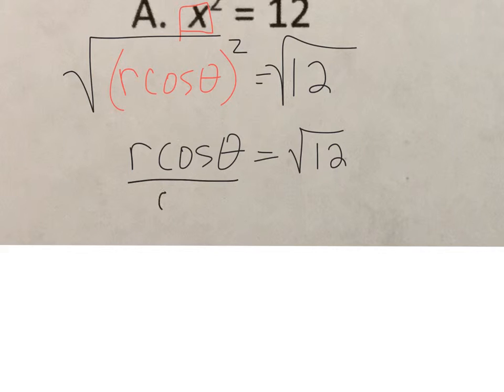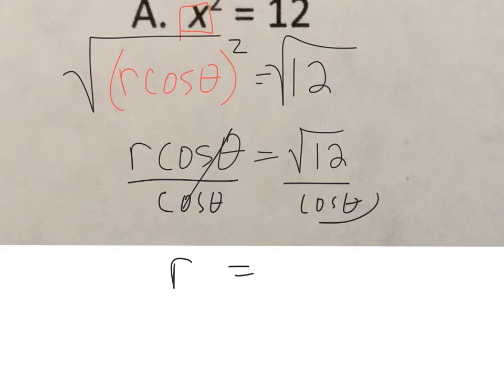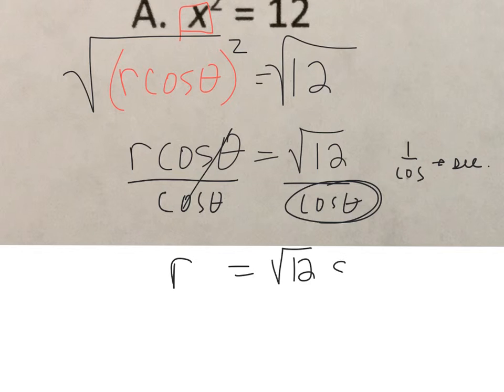So now we're going to divide both sides by cosine. So rather than having cosine in the denominator, I'm going to change 1 over cosine and replace it with the secant. So this is going to be root 12 times the secant of theta.